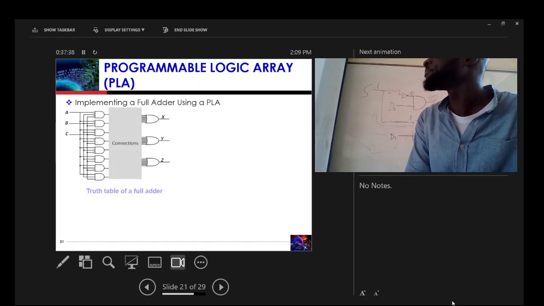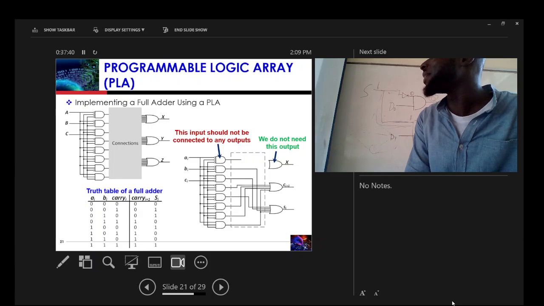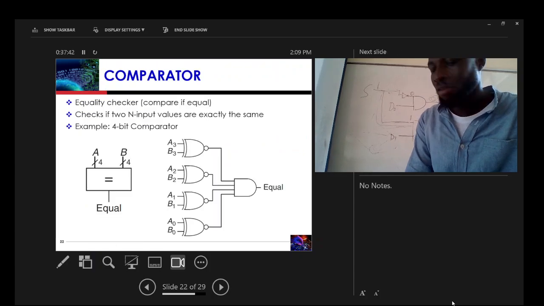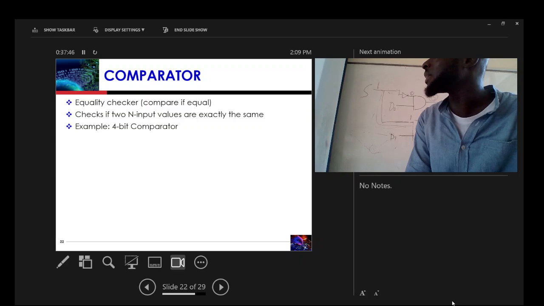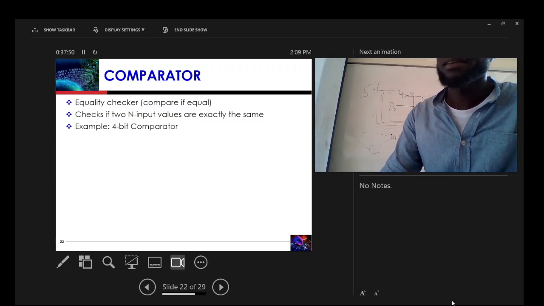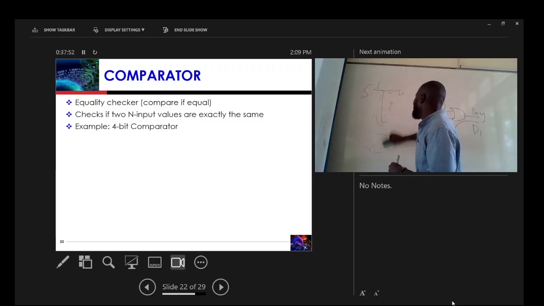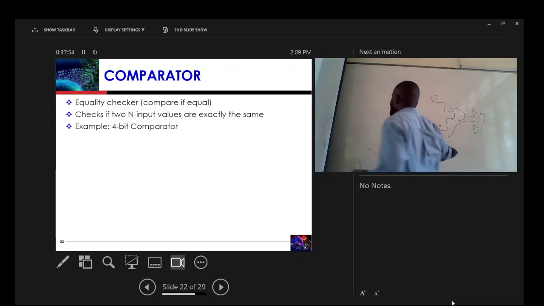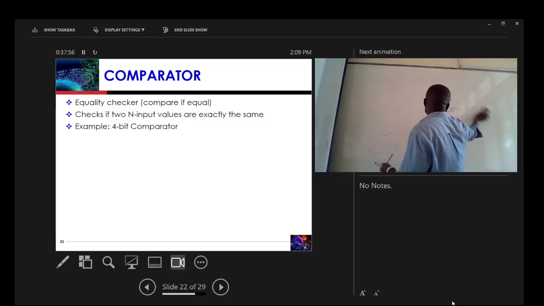Okay, so now with what we have done so far, let's look at this one, which is also important: the comparator. Do you know what a comparator is? A comparator. I mean, this is the name.